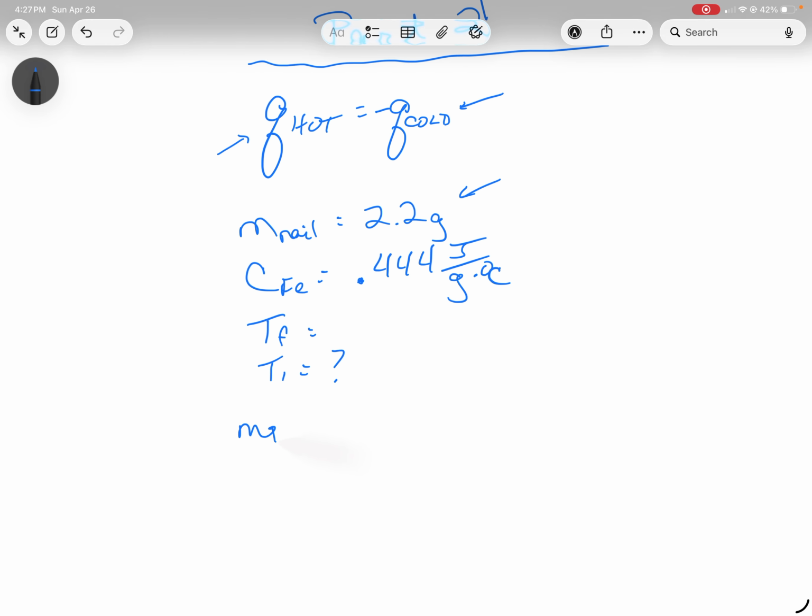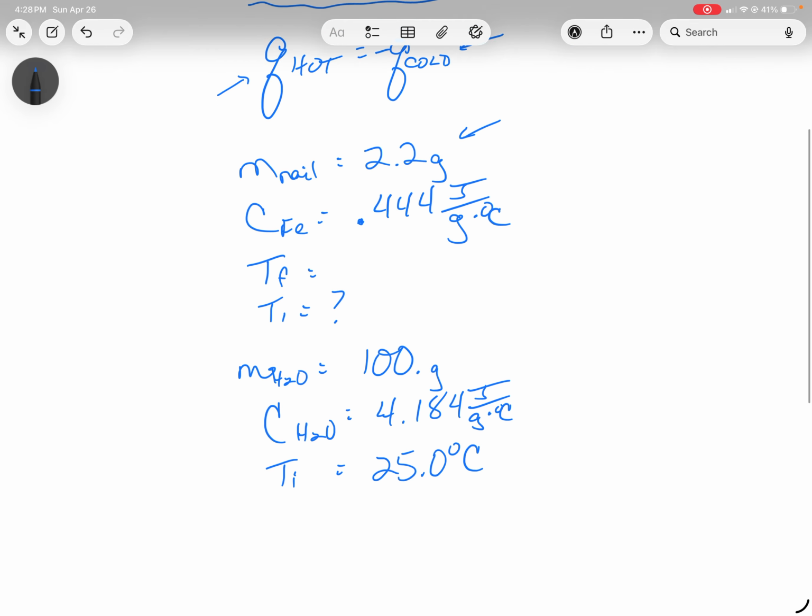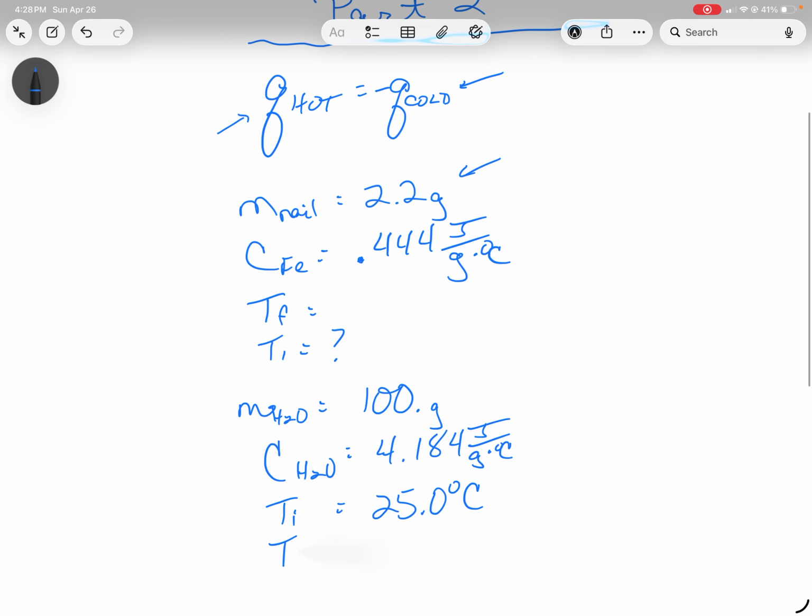The mass of the water, we had 100 milliliters, so that's 100 grams of water. Specific heat of water, of course, is 4.184 joules per gram degree C. T initial of the water, let's say, was 25 degrees C. T final of the water, let's say, was 27.2 degrees C. Alrighty.